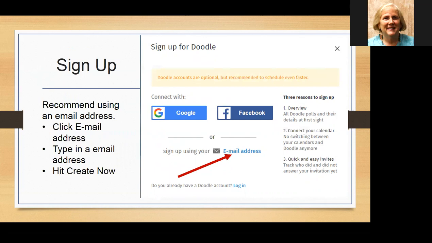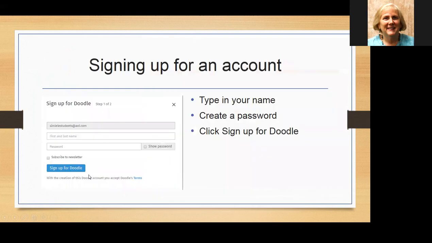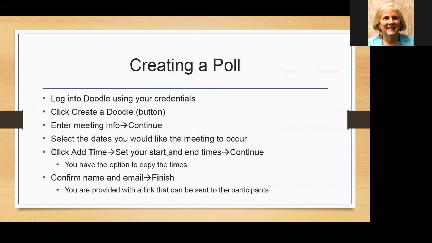So when you go into Doodle, up in the upper right-hand corner, there'll be an option to sign up. You want to click on that, and then it will give you the option of what's on the screen here. So you would click on the email option, and then type in your email address and then hit create now. Once you do that, they're going to ask you for an email address, your name, and you're going to set up a password. Okay, and then you just click on the button that says sign up for Doodle.